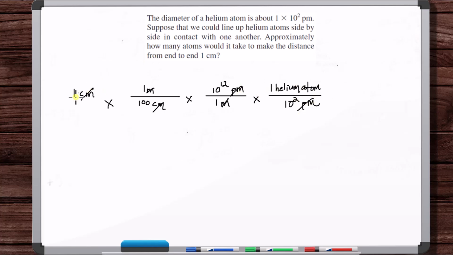Now we've gone from 1 centimeter to the count of helium atoms. So we can say, this is 10 to the second. All right, so this goes to 10, that cancels. This goes to 8, that cancels. So 1 × 10 to the 8, so 10 to the 8 helium atoms.